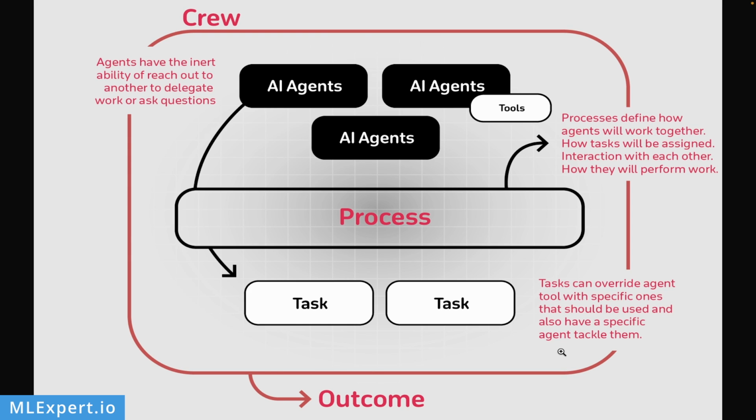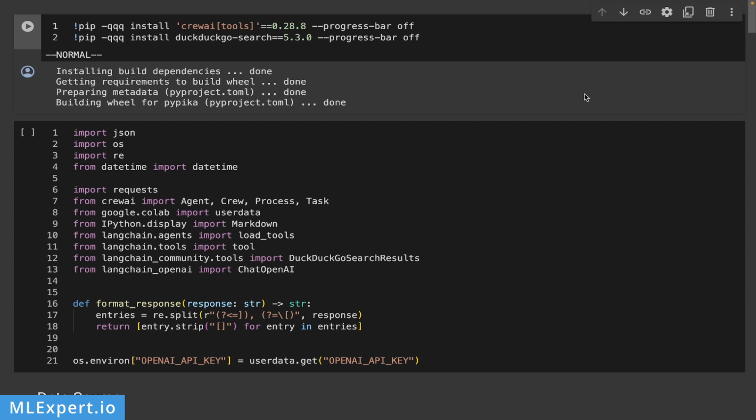Of course, each agent needs to be powered by something. In our case, we are going to be powering the AI agents using GPT-4 Turbo. But in the next video, I'm going to show you how you can use an open source or open model such as Llama 3.